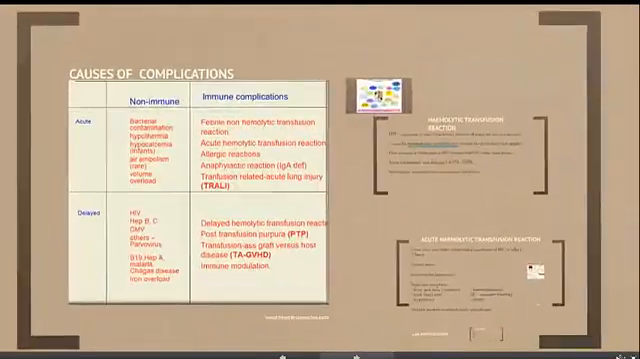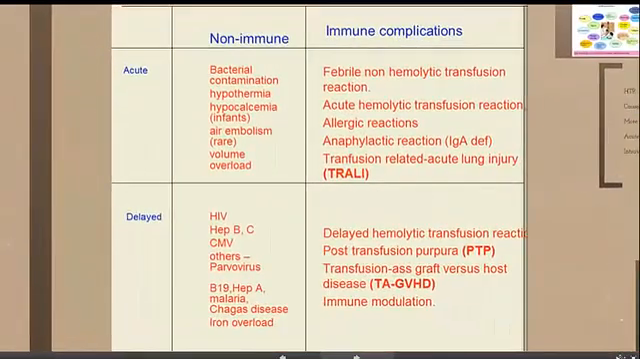Okay, let's discuss the causes of the complication. Here, I have divided it into non-immune and immune complications, and also acute and delayed complications. Acute complication is usually when the complication happens within 24 hours of transfusion, whereas delayed are after 24 hours up to months after the transfusion.